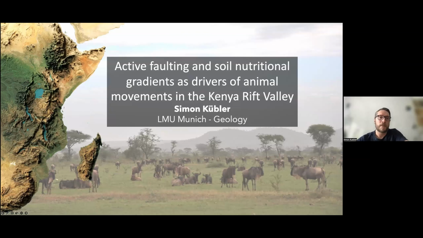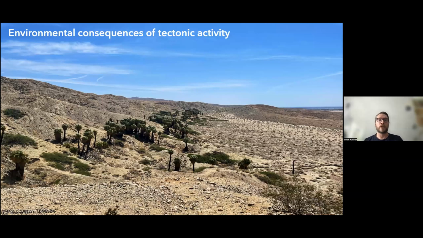If you are in the business of studying fault zones, you are used to the fact that vegetation often accumulates along fault zones. So you can often see these lines of vegetation where you suspect an active fault zone to be. This is a picture I found online a couple of weeks ago of a stretch of the San Andreas Fault close to Palm Springs. And you can see this nice alignment of palm trees exactly where the fault zone is suspected to be.